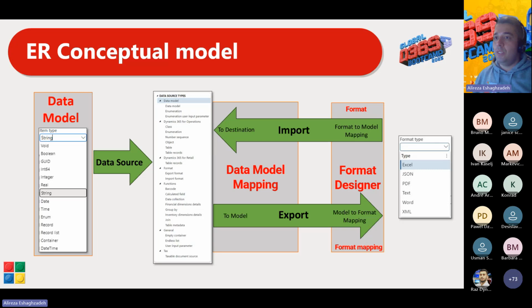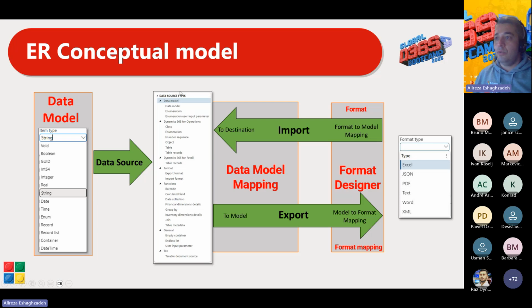So if you see here, in the data model, as I described, we have the item types that we can just define. So we have from the screen, void, GUID, all of the field types in finance and operations SQL, and the table records have already been assigned in the item type in the electronic reporting. So in order to interact with the tables, data format via electronic reporting.